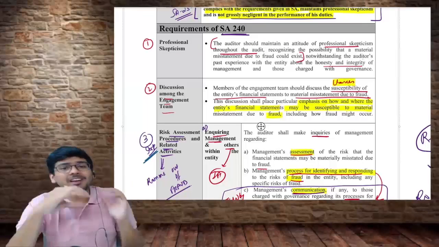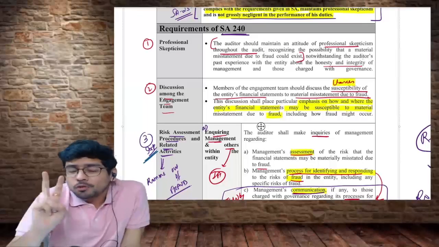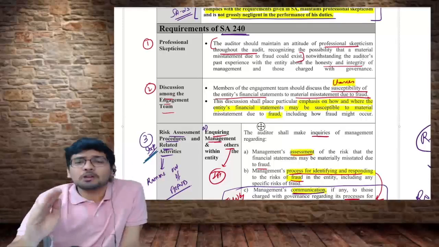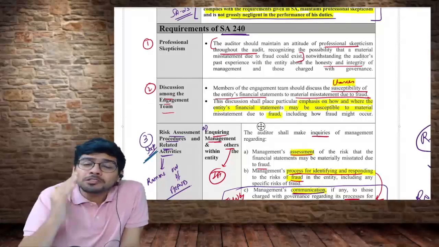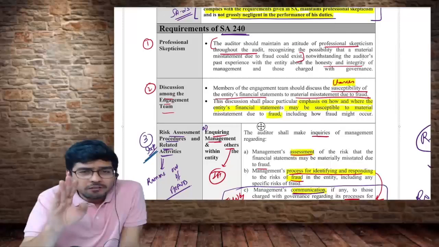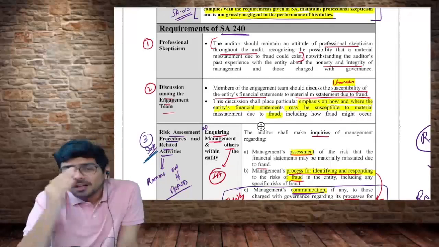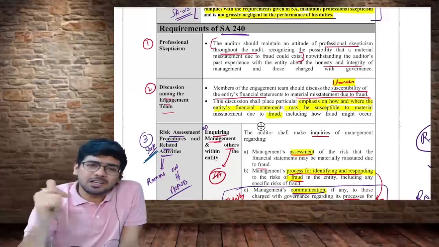Having identified and assessed ROMs, you need to remember that SA 315 tells that ROMs need to be determined at 2 levels. So the auditor will determine ROMs due to fraud also at two levels. One is the financial statement level and the other one is the assertion level.